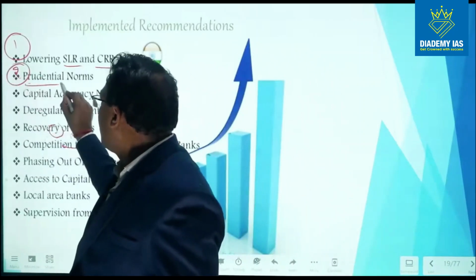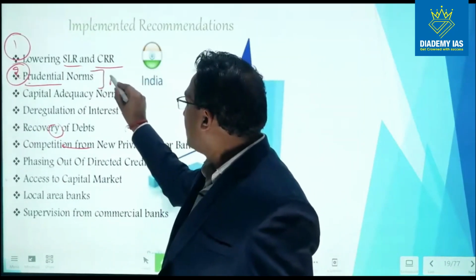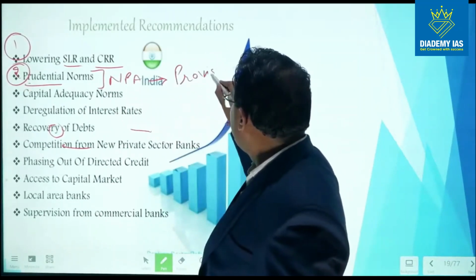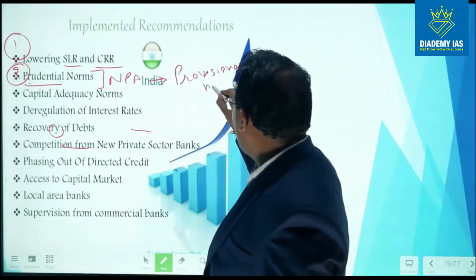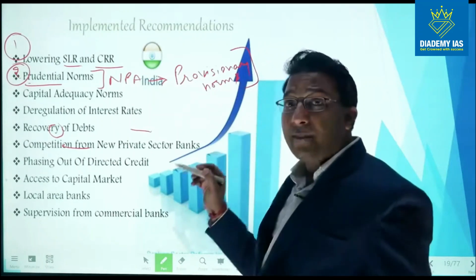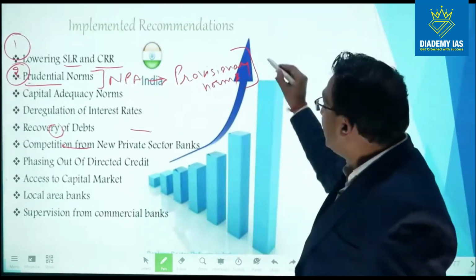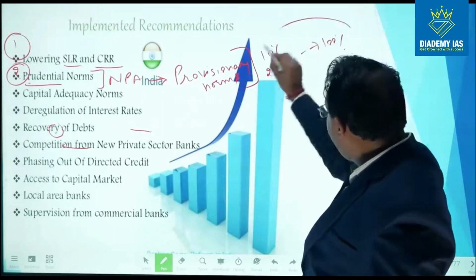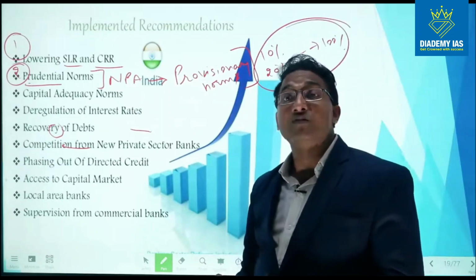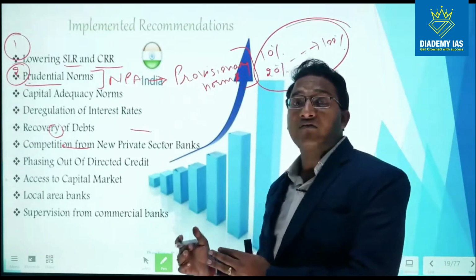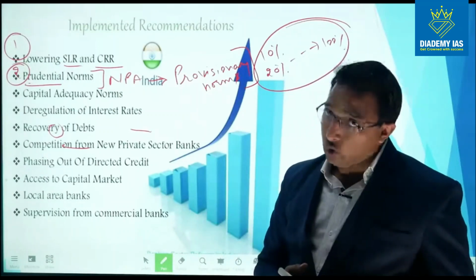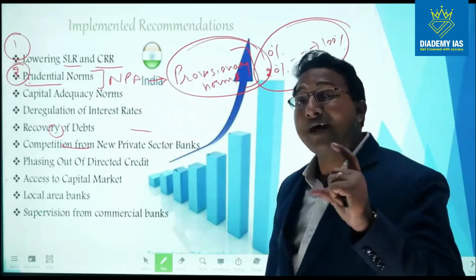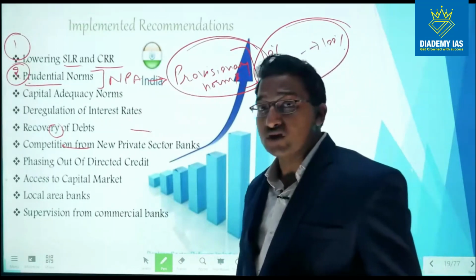Prudential norms. Prudential norms means regarding the NPA, the provisioning requirements started. Provisioning norms started. That means if the bank comes to know that a loan has become bad, it will keep aside 10% or 20% or similarly up to 100% of the amount as the losses. So it will assume that this amount has become bad, and correspondingly this will be coming into the profit and loss account. This will be counted as the loss, or we will be making the provision, right? So these prudential norms started so that the bank's balance sheet can give a fair picture. There is no manipulation in the banking system.